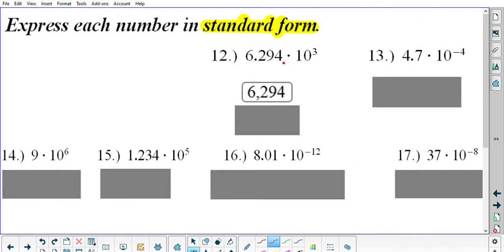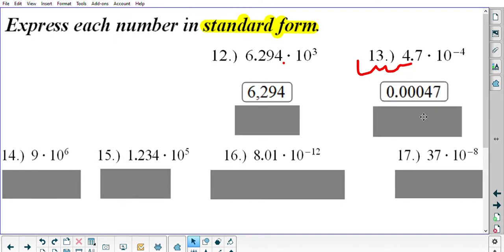Problem number 13, 4.7 times 10 to the negative 4th. So we're going to move this 1, 2, 3, 4 spaces, forgive my drawing here, to the left. The first place goes past the 4, so there's 3 other spaces, which means we need 3 zeros to the right of that decimal point, then the 47. So it's 0.00047. All right, now, if you definitely have not done 14 through 17 on your own, hit pause on the video, do those problems on your own, then I will show you what the answers would have been.